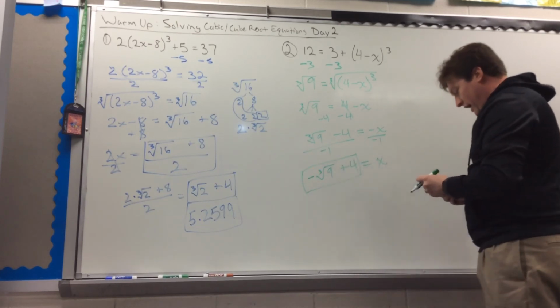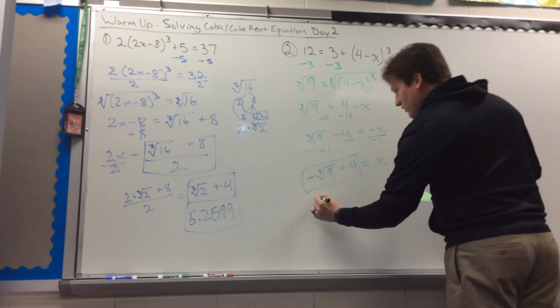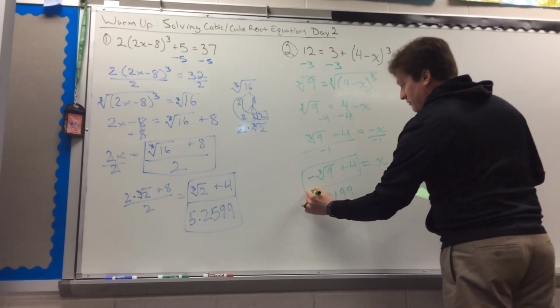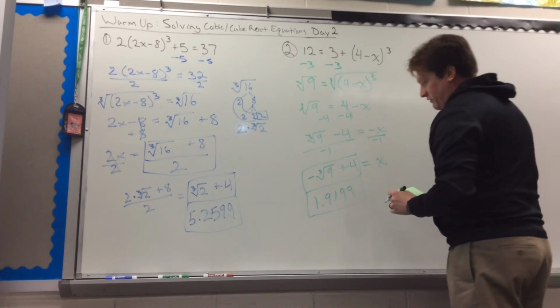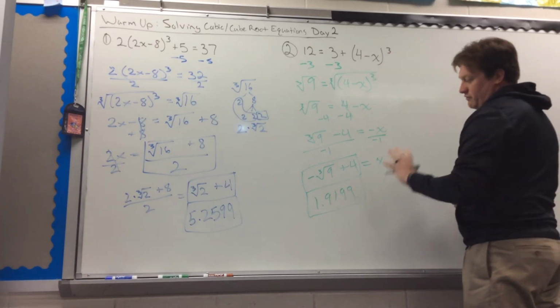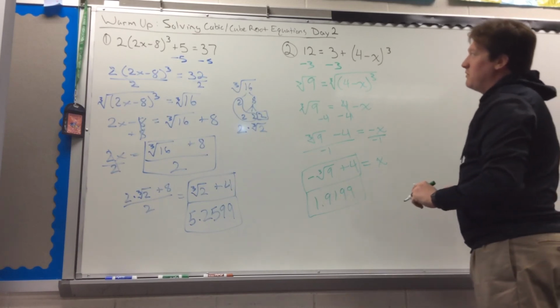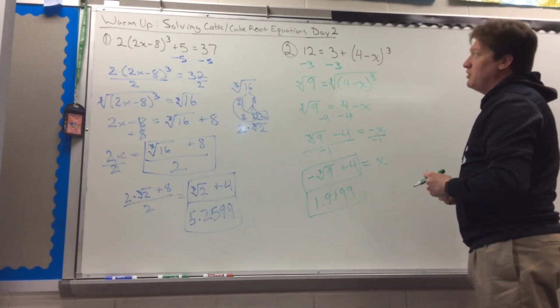When you plug it into your calculator, you end up getting 1.9199. Make sure that you round appropriately. In my class, we go to the nearest 10,000th place, so 4 decimals. That takes care of your warm-up day 2 of solving cubic and cube root equations.